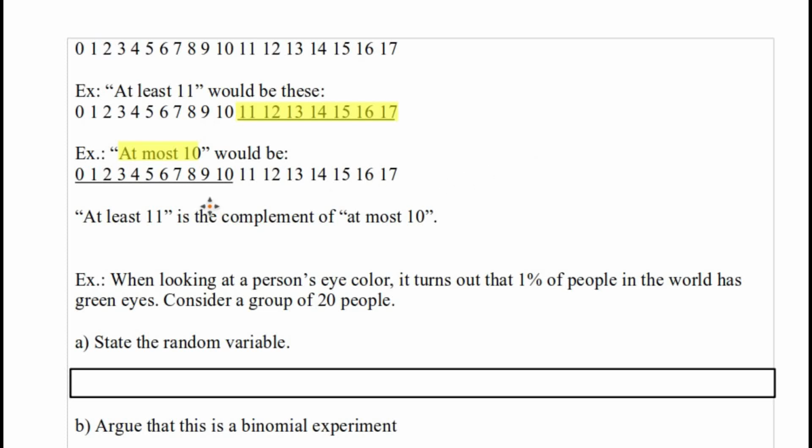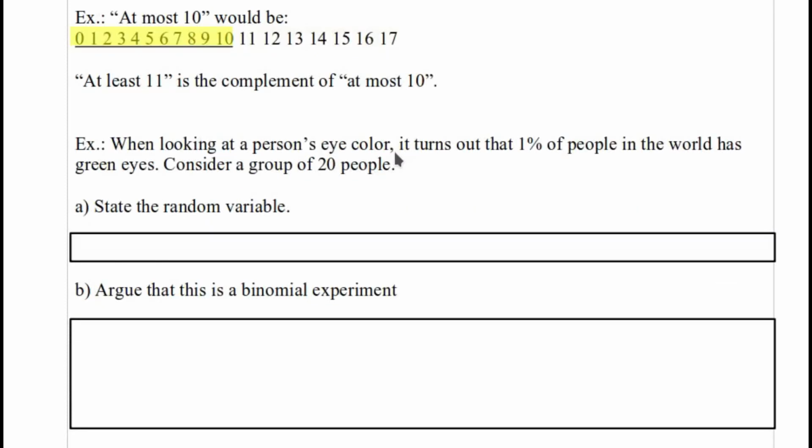At most 10, our next example, is talking about all the values that are no more than 10. So that is at most 10: 0, 1, 2, 3, 4, 5, 6, 7, 8, 9, and 10. At least 11, notice, is the complement of at most 10. In other words, together we have all 18 possibilities, 0 through 17. So that helps us when we're asking questions about binomial probability distributions.